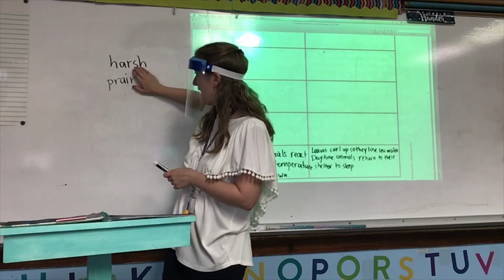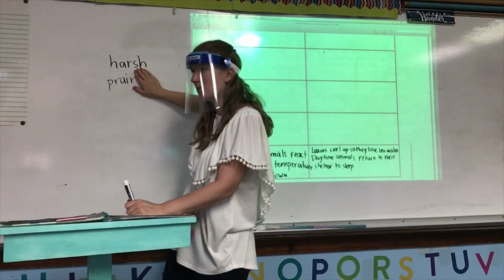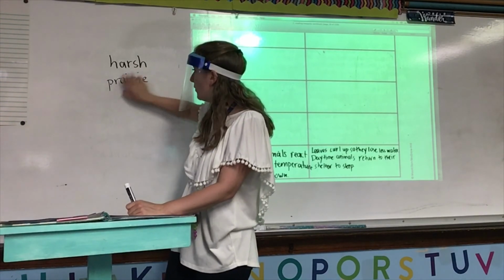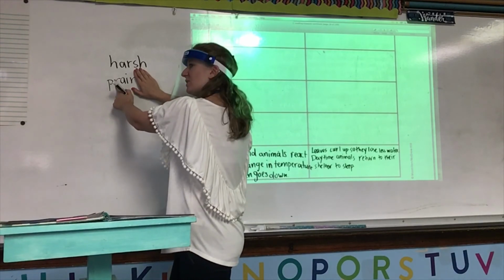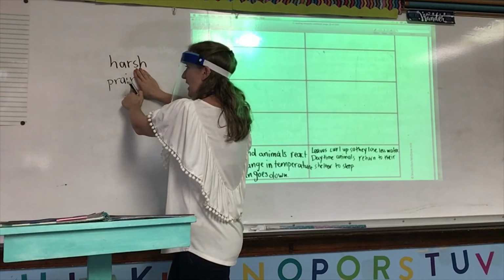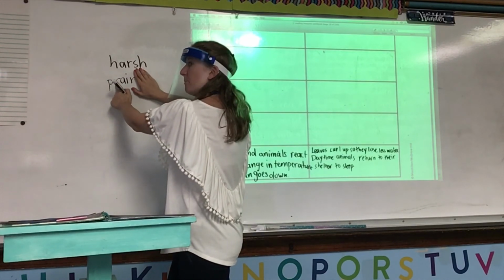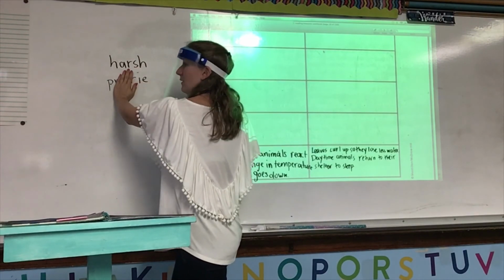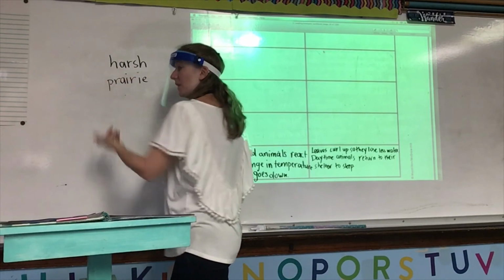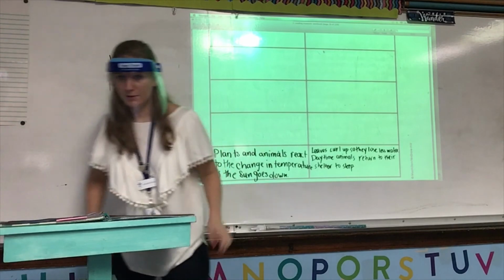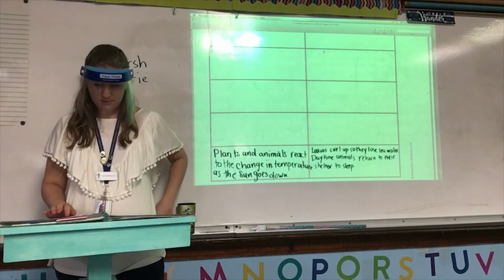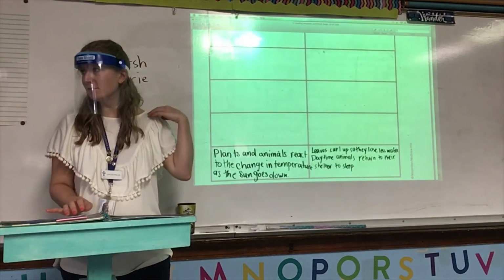That kind of looks like the word pear, just with an extra R. So how would you say pear with an extra R? No. This extra R is between the P and the A. So instead of pear, it would be prayer. Prairie. Correct. Carla, make sure you're reading along with us. So the harsh prairie, what?